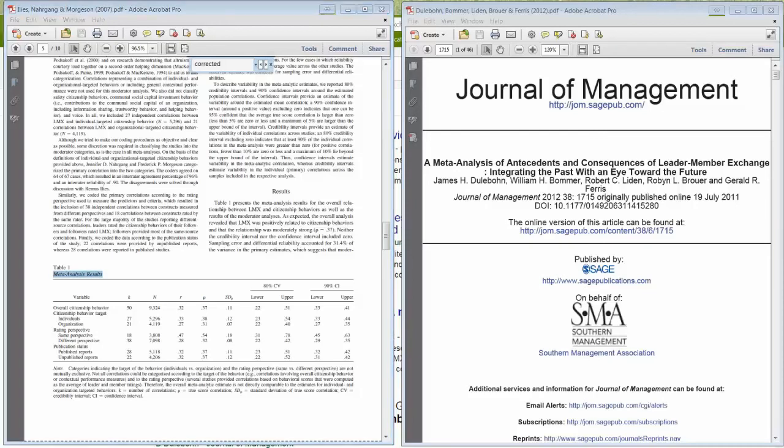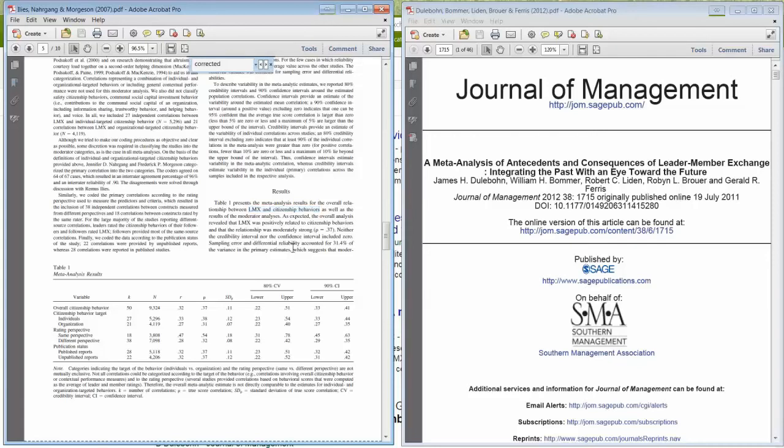Our next step in our process then, now that we know that we've located the tables and we've confirmed that the study is indeed looking at a meta-analysis, is to make sure that the study is examining the causal relationships that we had predicted in our warrant model. So we see citizenship behavior here, citizenship behavior target. And this paper was about leader-member exchange. And we can confirm that by noticing in Table 1, it presents the meta-analysis results for the overall relationship between LMX and citizenship behaviors.